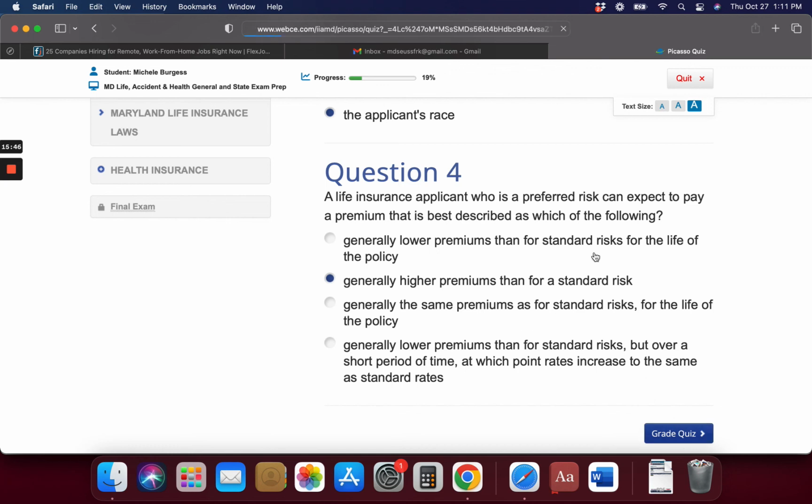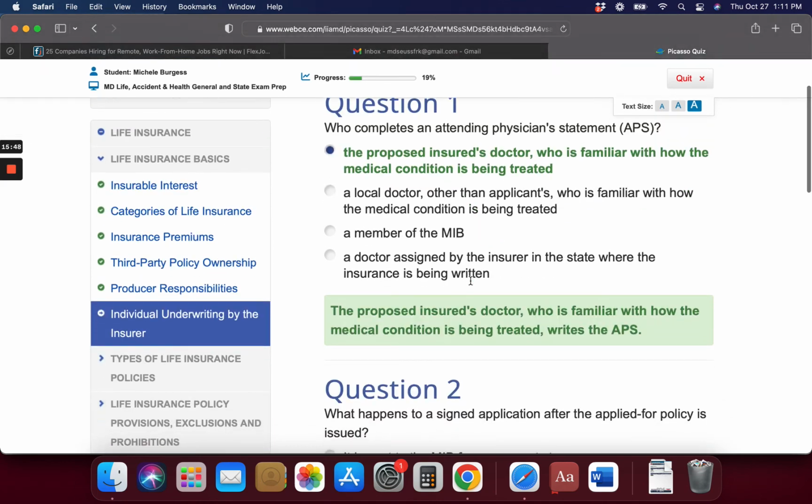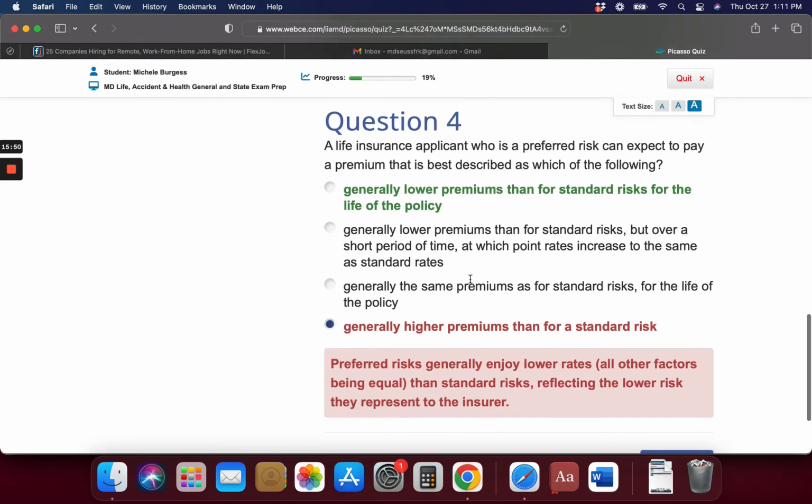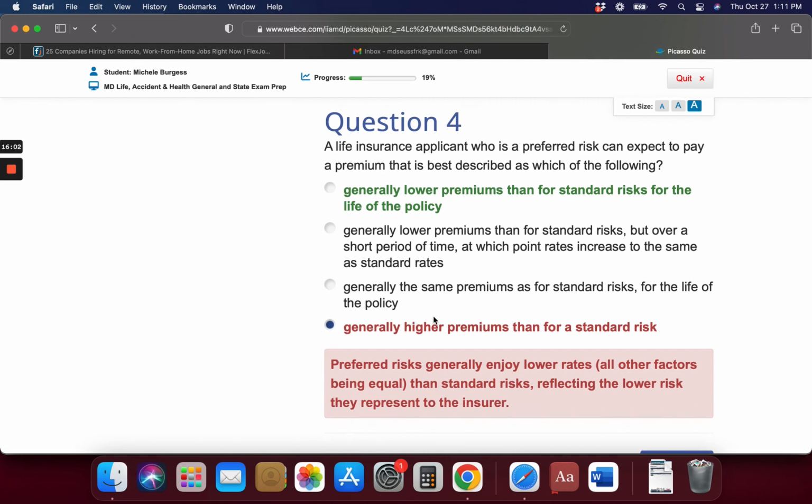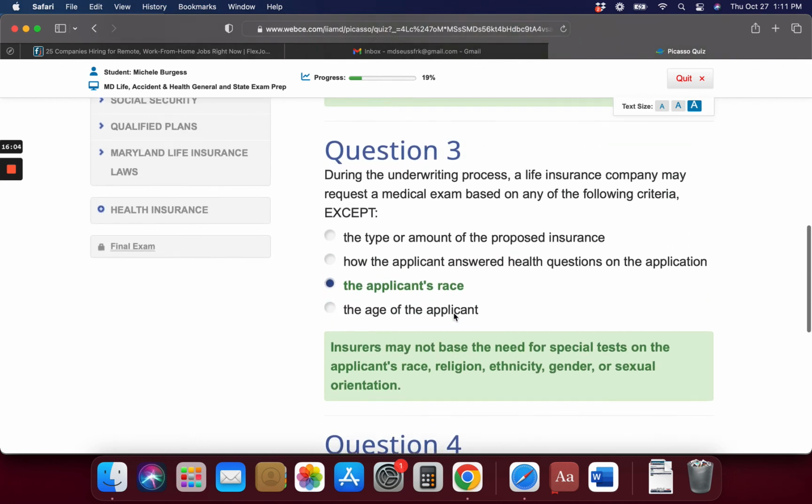All right, let's see how we did. 75%, so I got one of them wrong, which is the last one. Generally lower premiums for a preferred risk. Really? Oh, okay. I was reading this backwards. Okay, yeah, that makes sense.